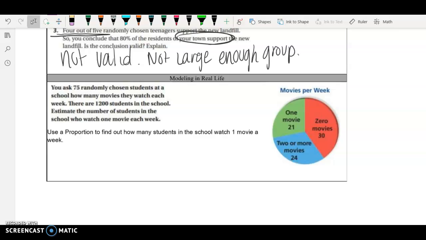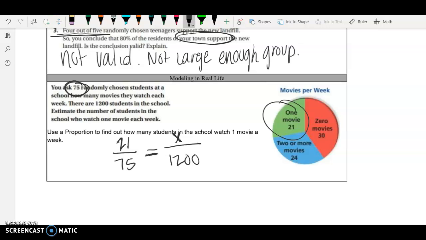All right, so you ask 75 randomly chosen students at a school how many movies they watch each week. There are 1,200 students in the school. Estimate the number of students in the school who watch one movie a week. So we're looking at this section right here. So we have 21 students out of 75 from our randomly chosen students said that they watch one movie per week. So if we were to guess how many in the whole school, which we're saying there's 1,200 people in the whole school, how many people or what portion of people would say that they only watch one per week? Now, again, this isn't going to be exact. You're just making an estimate.